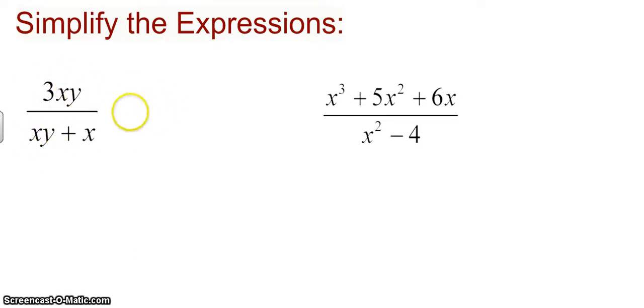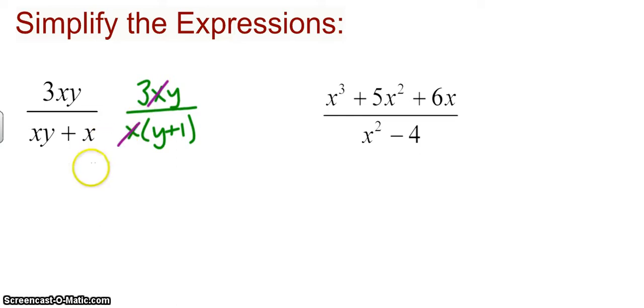So in simplifying expressions, you want to think about finding your GCF and canceling things out. So in the denominator, both of these things have an x. We can factor that out. We're left with y plus 1. And on the top, we just have 3xy. But an x in the numerator will cancel with an x in the denominator. And our simplified expression will just be 3y over y plus 1. Remember, you cannot cancel a y here and here because your denominator has addition in it.